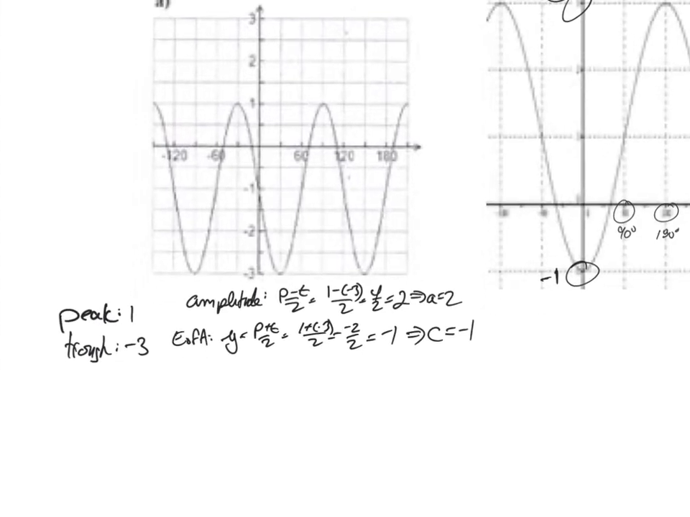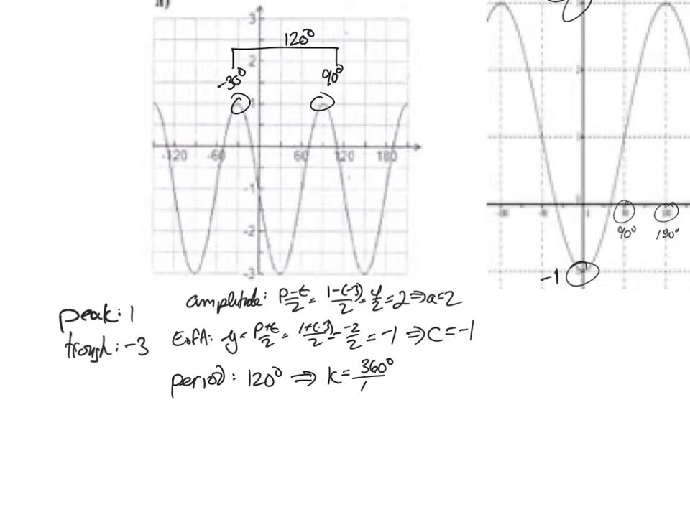Next one is a little bit more tricky, but not terribly difficult. It's just to identify the period. So here we're going to look at the graph. Maybe I'll go from peak to peak. I'm going to see that that's minus 30 degrees, and over here, that's 90 degrees. So how do I go from negative 30 to 90? That's going to be 120 degrees. So my period is 120 degrees. That implies that my k is going to be 360 degrees divided by 120 degrees, which is 3.